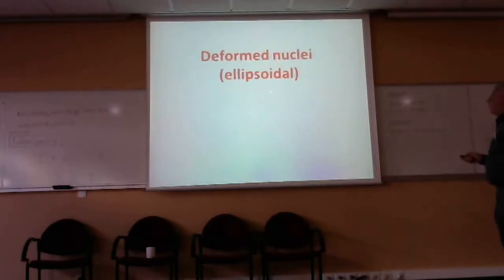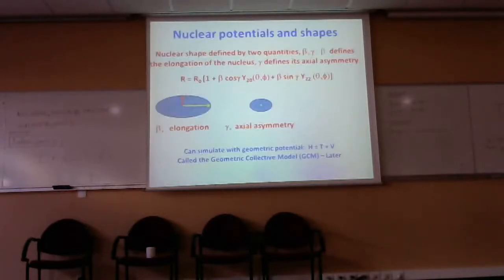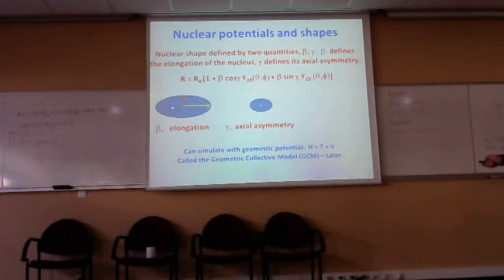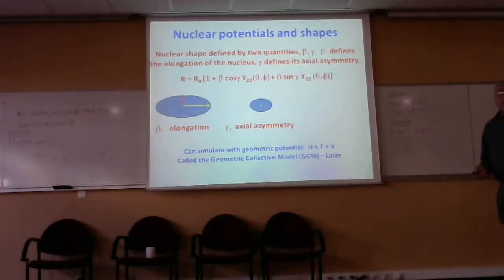So now, deformed ellipsoidal nuclei. Nuclei can have non-spherical shapes. I'm not going to get very formal about this, but I just need to introduce these two variables. So here's an ellipsoidal nucleus, and this axis is longer than this. That elongation, that deformation, is usually parameterized in terms of a quantity called beta. People will say the deformation beta is 0 point whatever the value.